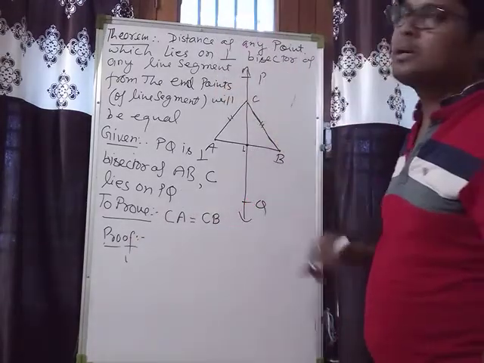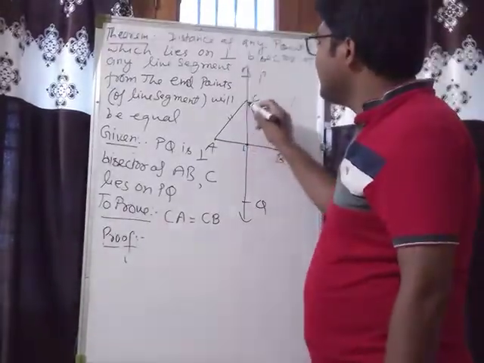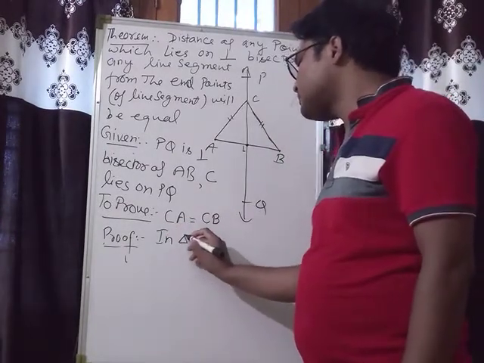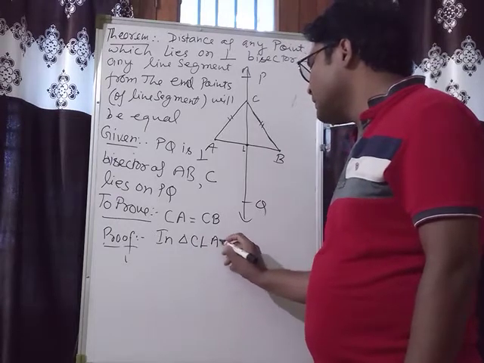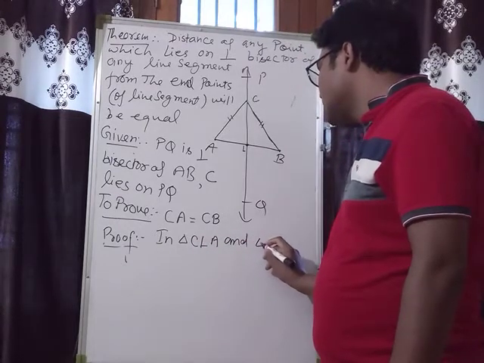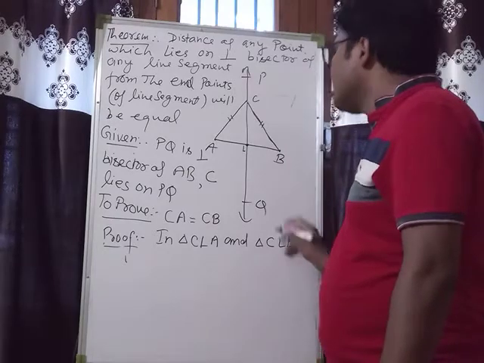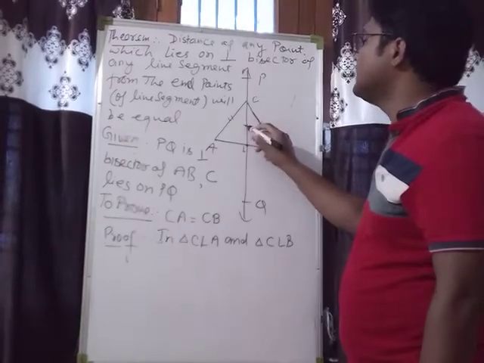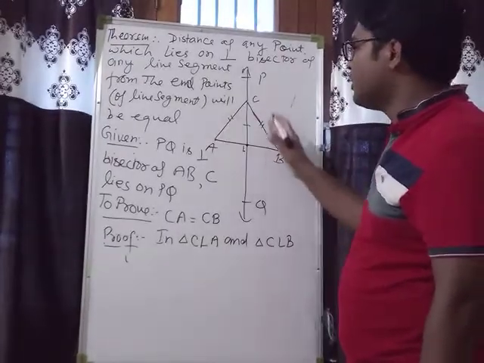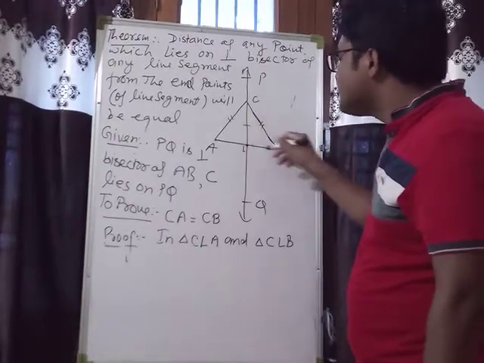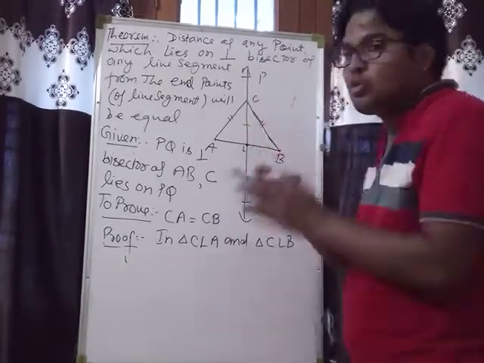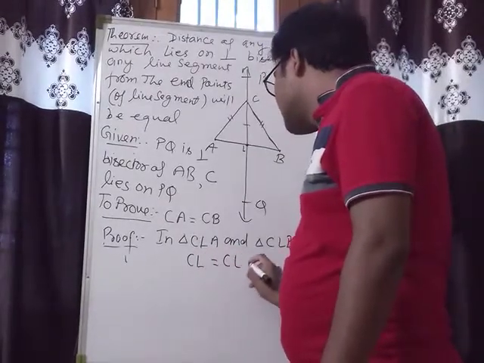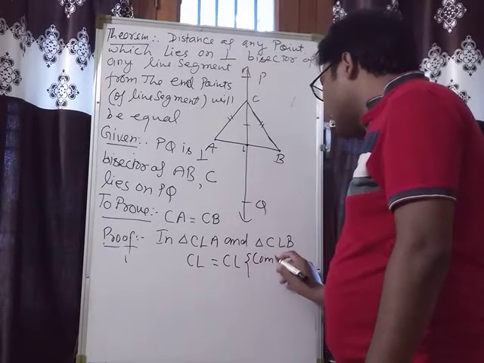See, we have two triangles here. One is CLA and another is CLB. So in triangle CLA and triangle CLB, you can see CL is common in both triangles. This CL is common because in CLA and in CLB this CL is common side. That's why we can say that CL is equal to CL, that is common side.